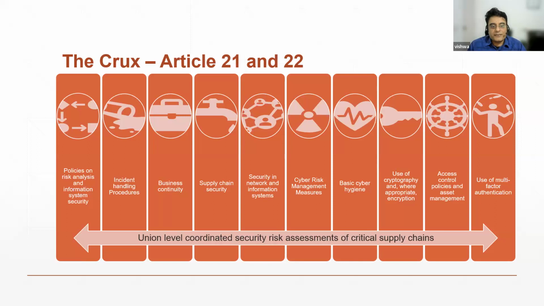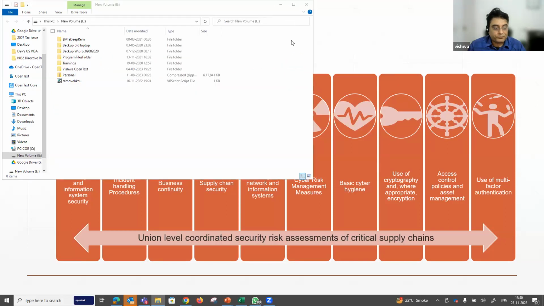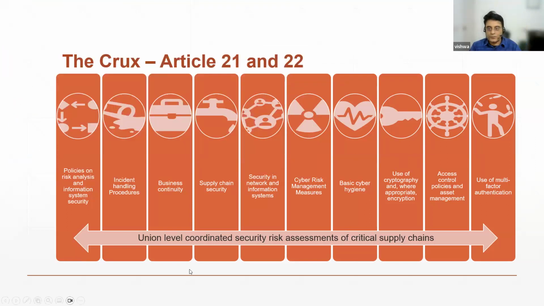So what you see here is Article 21, and then Article 22 is basically the coordination that could be done. I'm sorry, just give me a minute. Are you seeing anything on the screen? Oh, okay, yeah, now it's good. So quickly, that's Article 21 and that's Article 22.